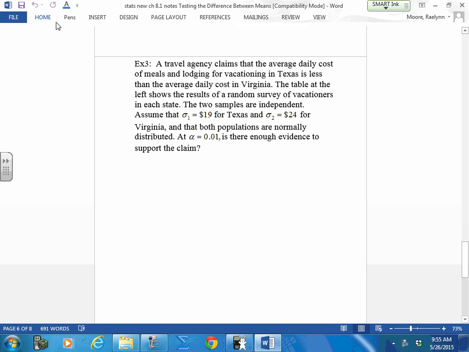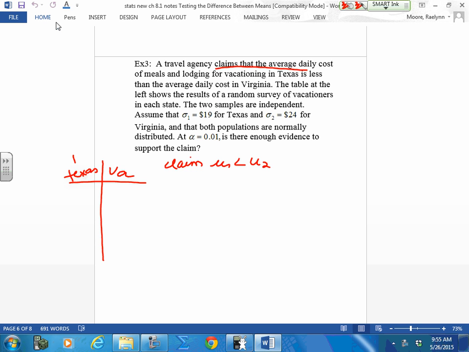A travel agency claims that the average daily cost in lodging for vacationing in Texas is less than the average daily cost in Virginia for the same type of vacation. So here's your claim: the mean for Texas, which we'll consider 1, is less than the mean for 2. So we're going to make a chart. Texas, mu 1. This is 1, this is 2.